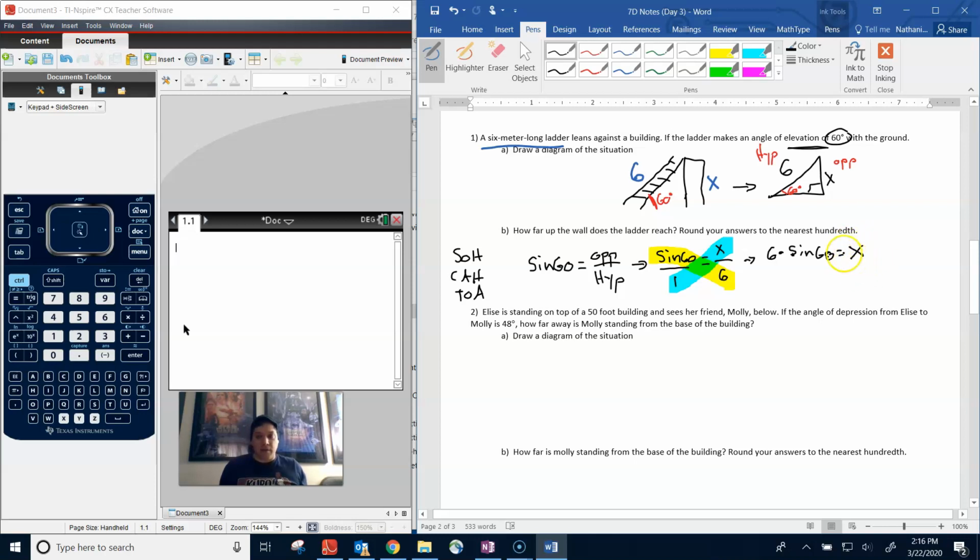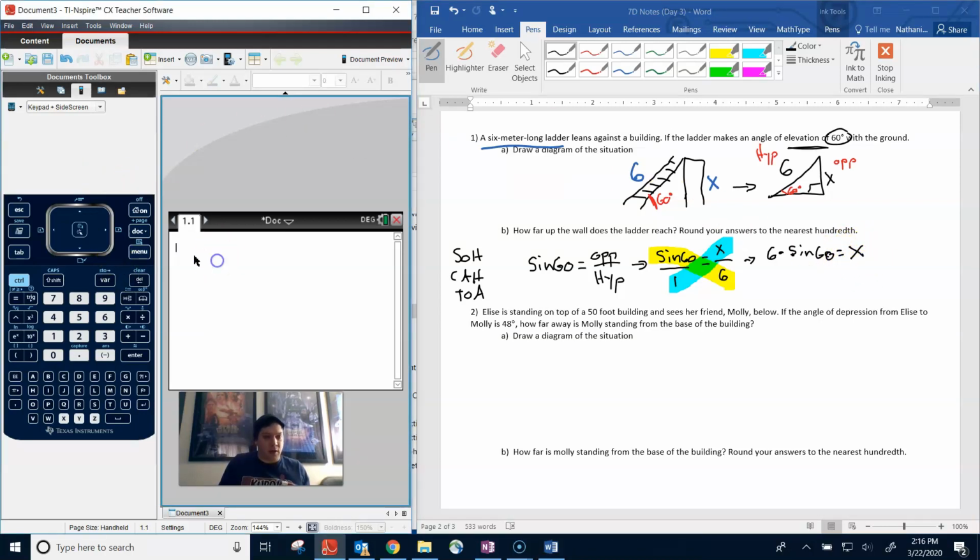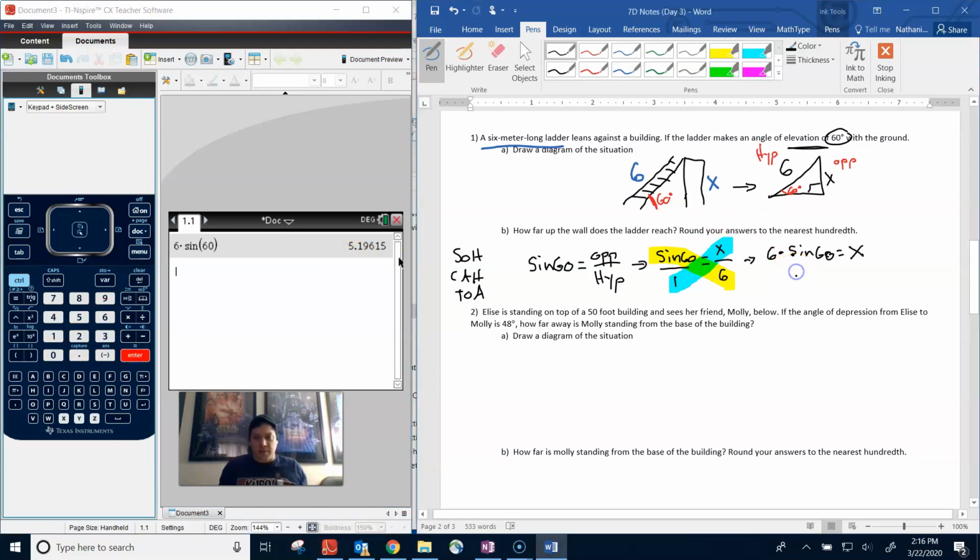X is by itself, which is perfect. So now we just put this in our calculator. We're just going to say 6 times sine of 60, like that. Hit enter. 5 point something. 5 point, was it 196? Oh, the 6 would round this 9 up into a 10, and 10 plus a 1 would give a 20, so it would just be 5.2 is equal to x. Like that. And that's it. Let's look at one more.